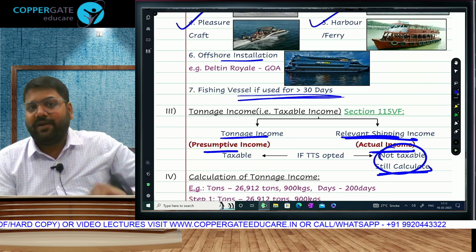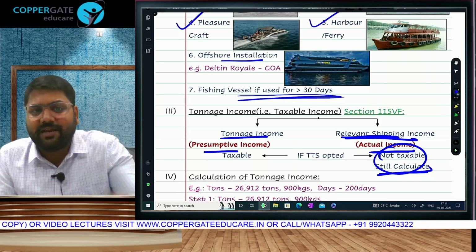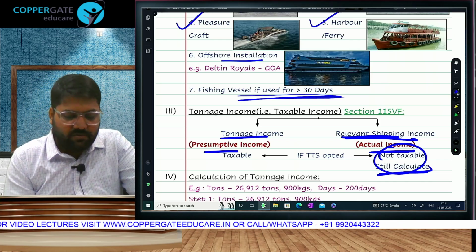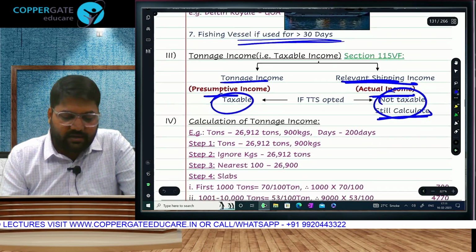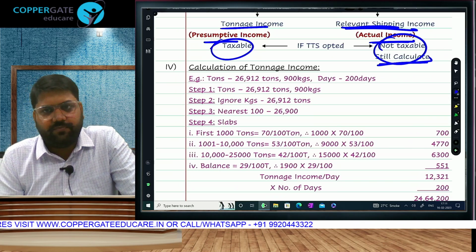You have to calculate to find out incidental activity. You have to maintain books of account because you are a company, though you will pay tax on your presumed income. How will you calculate? This is what you have to pay attention to.